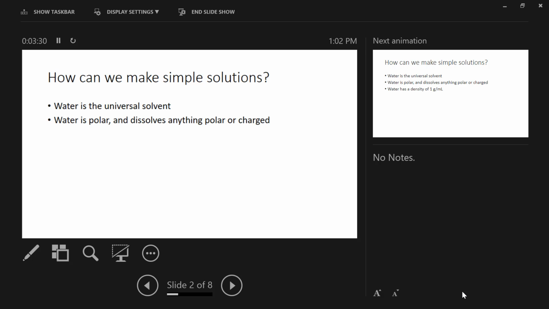Water is polar. It's going to dissolve anything polar or charged. We'll talk more about what those terms mean in a couple of weeks when we start really getting into the nuts and bolts of how chemical reactions take place.